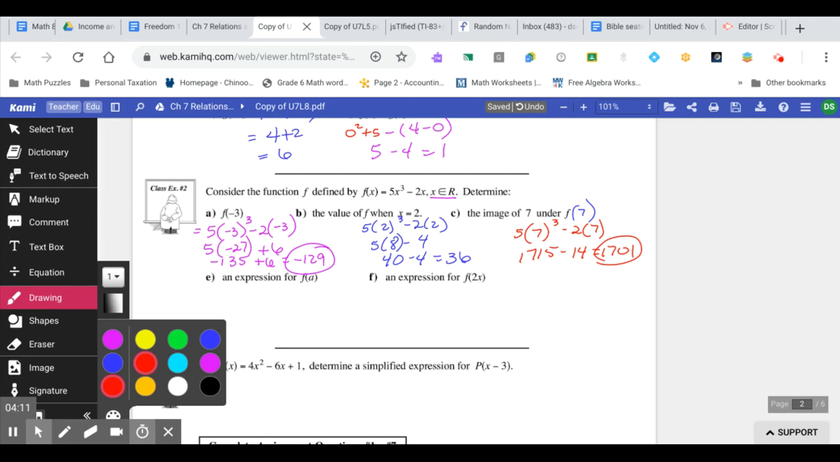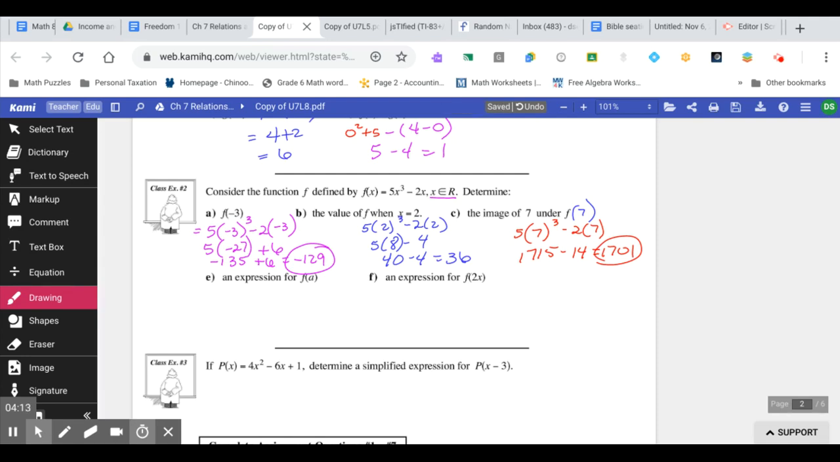All right. Letter E, an expression for f of a, no big deal. Everywhere you see an x, you're going to put an a instead. That's all you can do. You're done. Letter F, an expression for f of 2x.